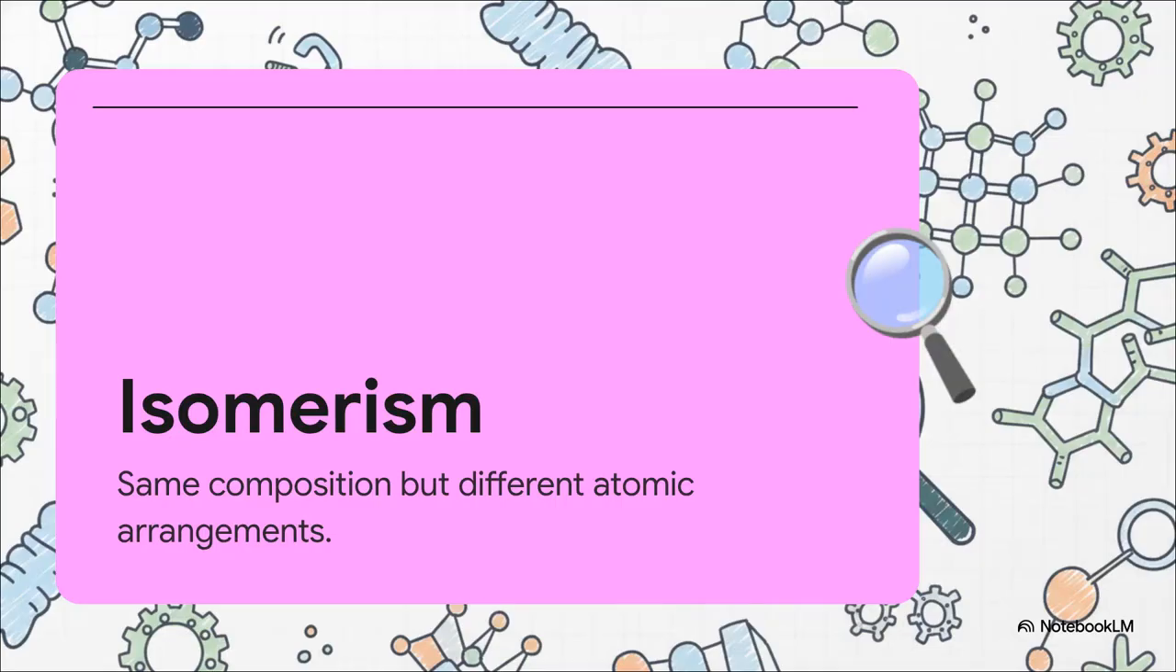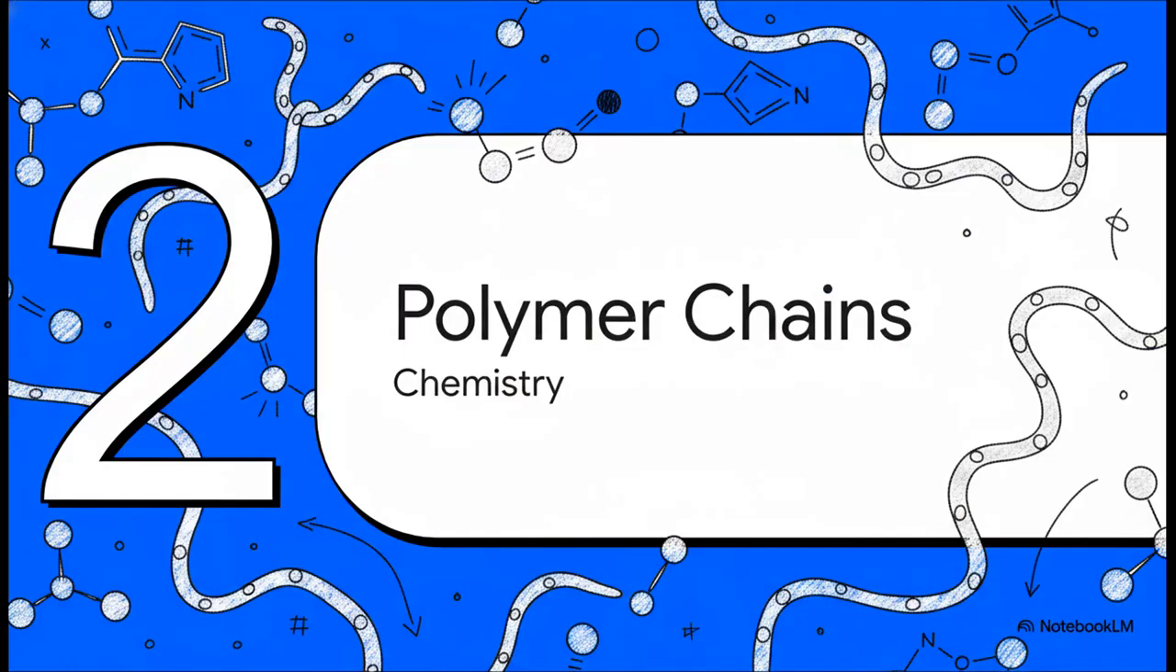Okay, so size matters for sure, but so does the structural arrangement. And that brings us to isomerism. This happens when hydrocarbon compounds have the exact same chemical composition but completely different atomic arrangements. Think of normal butane and isobutane. They share the exact same formula, 4 carbons, 10 hydrogens, but their different structural layouts give them entirely different boiling points. It's like building two completely different houses with the exact same pile of bricks. Structure really is everything.